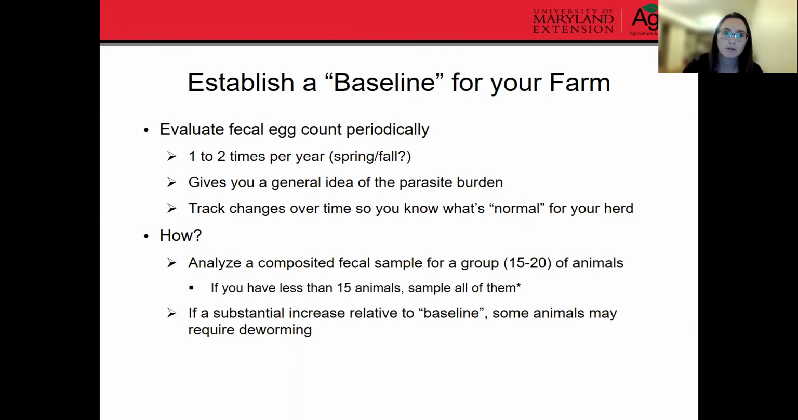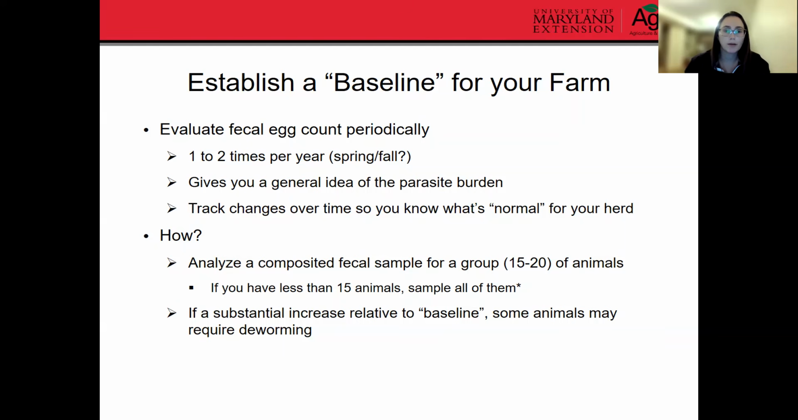The way to do that would be to evaluate fecal egg counts periodically. That is basically taking a sample of manure and sending it to a lab, and they will count the number of eggs in that manure sample, and that will be correlated to the number of parasites inside the animal. To do this, you might want to take 1 or 2 samples per year. You don't have to do anything crazy. You don't have to do it once a month or anything, but 1 or 2 times a year just to get yourself a baseline to give you an idea of the parasite burden on your farm, so that you can track changes over time and know what's normal.